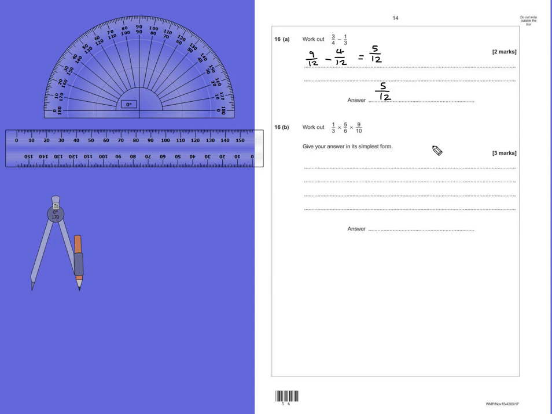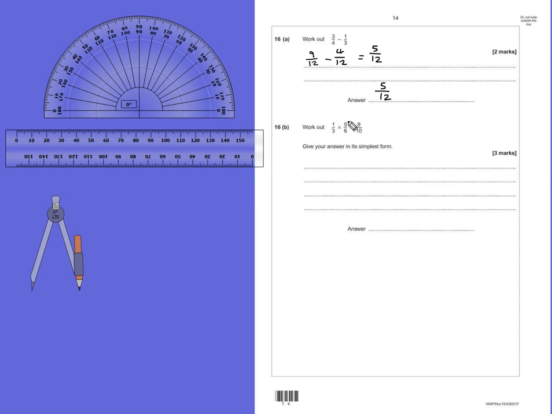Question 16b. Work out 1 over 3 multiplied by 5 over 6 multiplied by 9 over 10. Give your answer in the simplest form. Multiplication with fractions is really quite easy. It's just like you would think. You multiply the numbers at the top, you multiply the numbers at the bottom. The numerators all get multiplied together first.